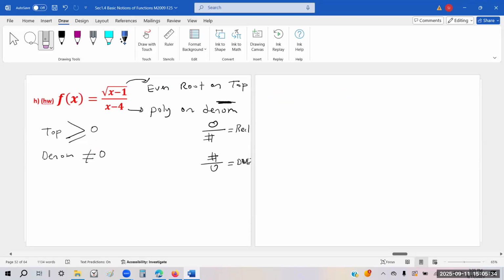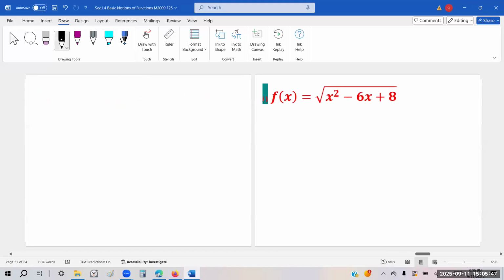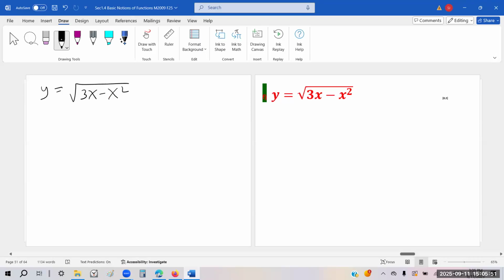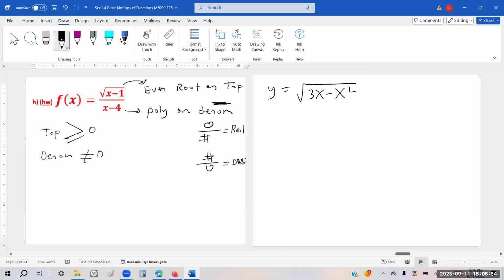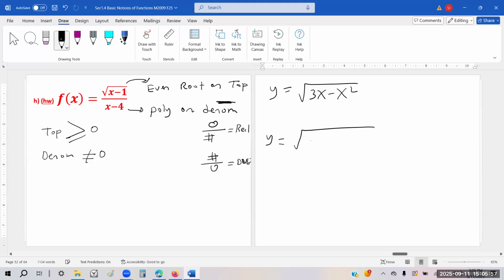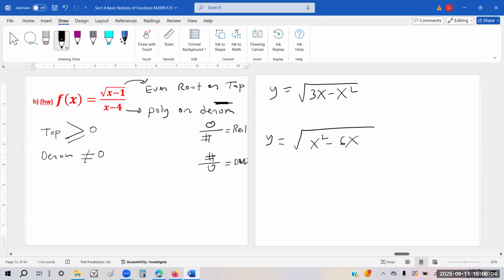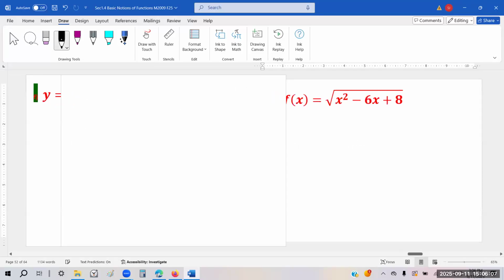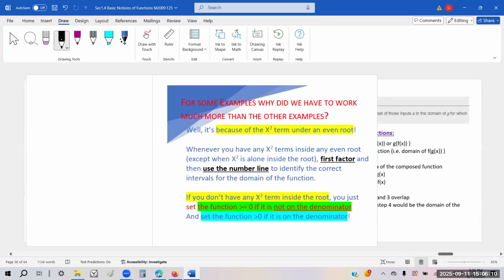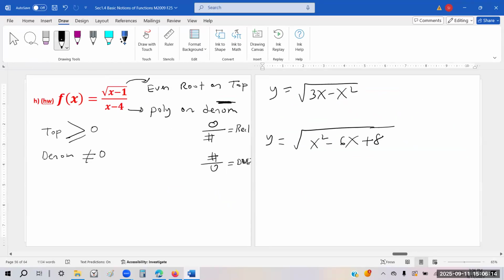And then I have one more question, so let me put it here. 3x minus x squared. Y equals 3x minus x squared. Yeah, and then do I have more? Oh man, one more. Y equals x squared minus 6x plus 8. And then see, do I have more? Come on, how many more do I have? Okay, one more, 49 minus x squared. Y equals square root of 49 minus x squared. Yeah. Try all these four.